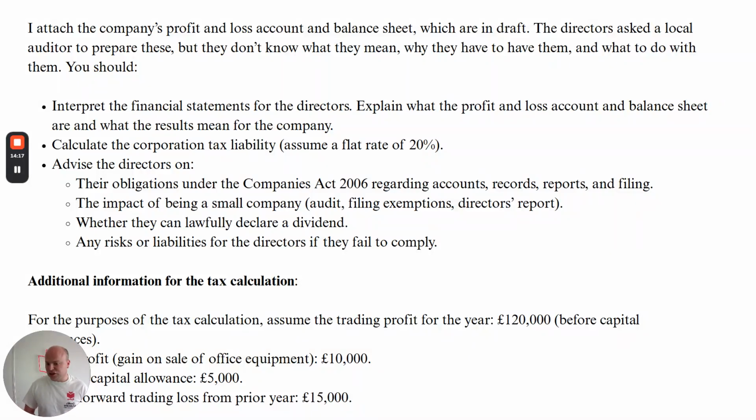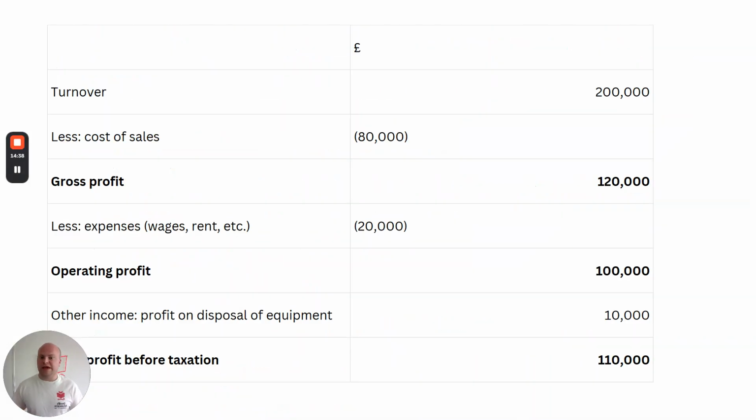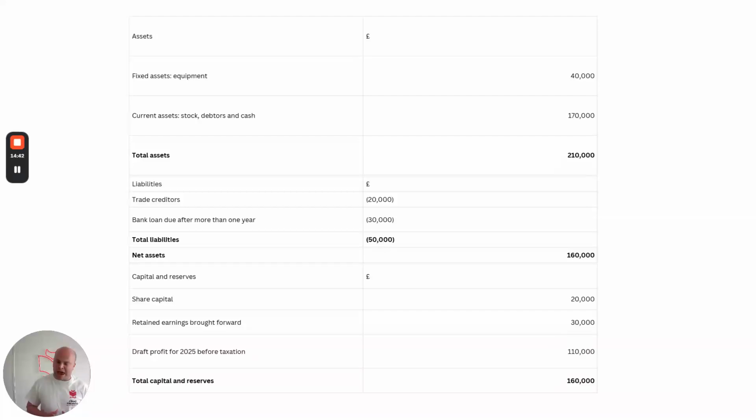And then we've got additional information for our tax calculation. So, as it says here, we've got a trading profit of £120,000. We've got a chargeable gain of £10,000. We've got a capital allowance of £5,000 and a loss from the previous year of £15,000. We've actually only got 2 attached documents here. So one of them is a profit and loss account, and the other is a balance sheet. And as we've seen, part of our answer is going to be analysing these 2 documents.